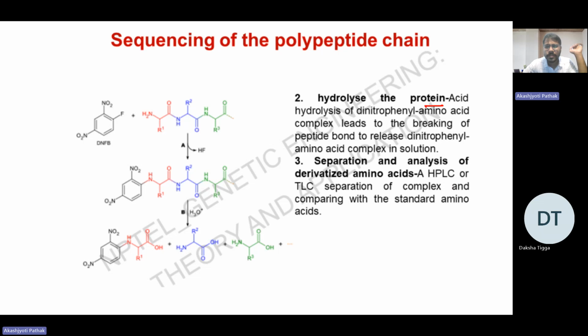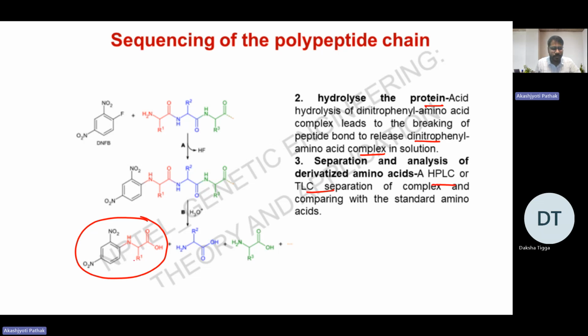Then you lower the pH, as I was mentioning. First you increase the pH, then you lower the pH. When you lower the pH, there will be hydrolysis, which leads to the breaking of the peptide bond to release the dinitrophenyl amino acid complex in solution. So once you lower the pH, you get this compound, the dinitrophenyl amino acid complex, and then you can separate these different amino terminal compounds by HPLC or TLC.